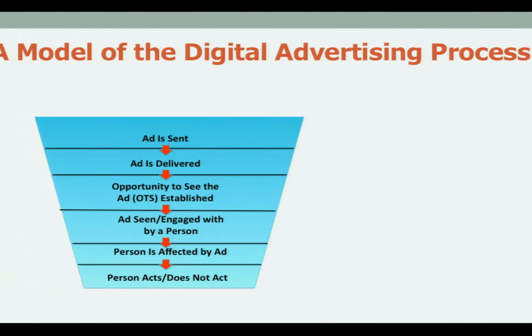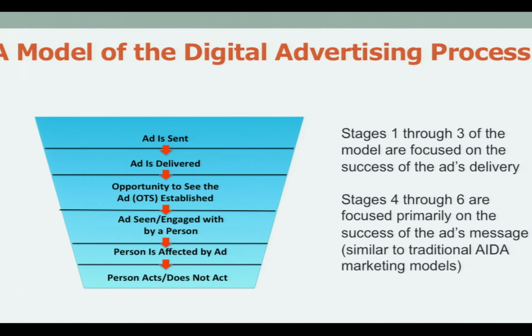So just very quickly, this is a basic model of how the digital advertising process works. An ad is sent from an ad server to a browser. It's received by the browser. It's rendered and ultimately appears on the screen of the browser. And it's at that point where a person can actually see the ad and then engage with the ad and be affected in those ways that advertising is intended to affect people. So if you think about it, stages 1 through 3 here are really focused exclusively on the delivery of the ad, and nothing good can happen until the ad is delivered and a person has an opportunity to see it.